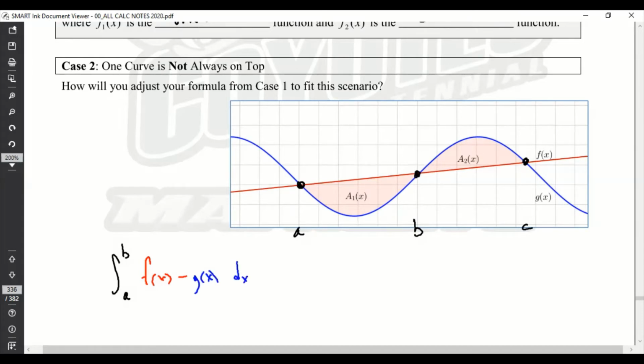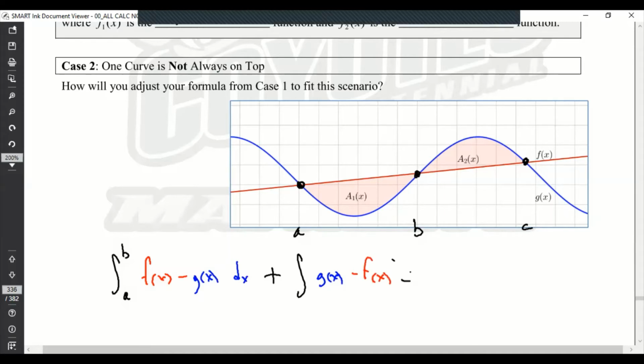We always need that dx on here. And then we're going to add that to our area 2. And our area 2 ends up being g of x, the curve that's above, minus f of x, which is our curve that's below, dx.